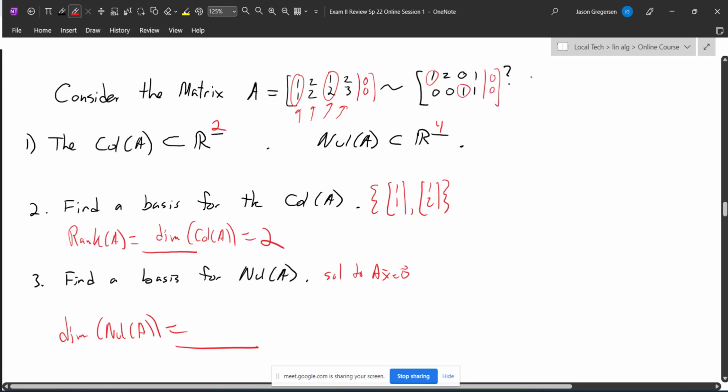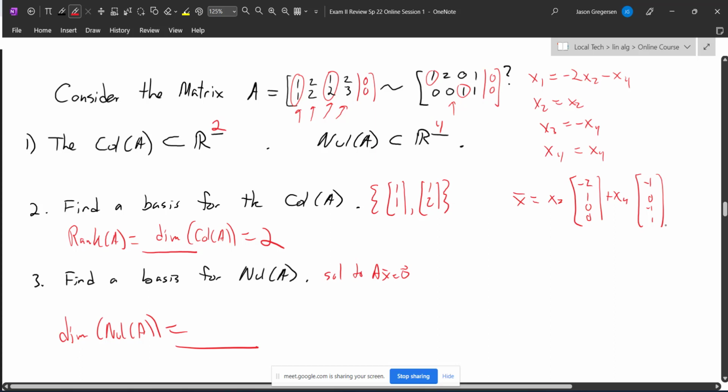From there, I'm going to write my solution in parametric vector form. So I write the first equation as x1 equals minus 2x2 minus x4 when I move those values to the other side. I know that x2 is a free variable since there's no pivot in the x2 column. The second row tells me that x3 is equal to negative x4, and there's no pivot in the x4 column, so x4 is free. In parametric vector form, this looks like (-2, 1, 0, 0) times x2 plus x4 times the vector (-1, 0, -1, 1).